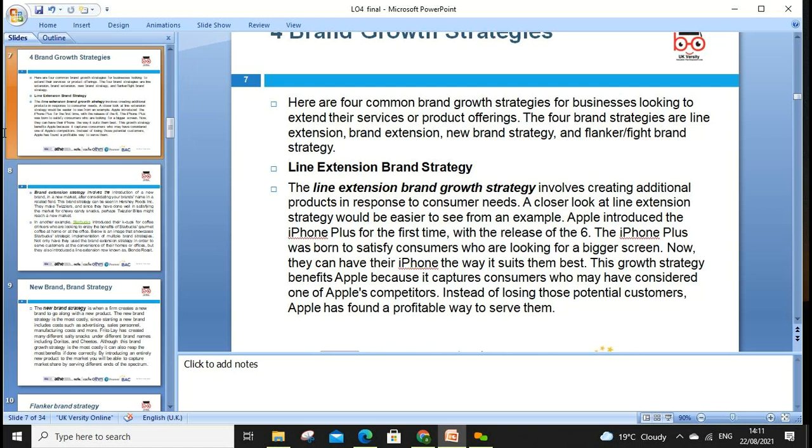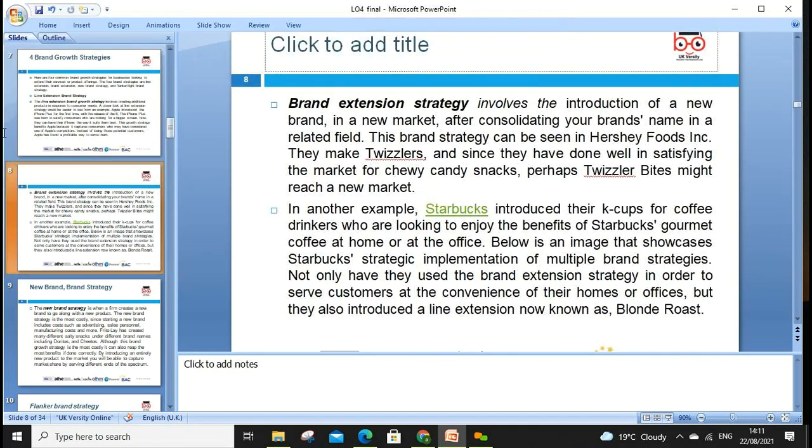So brand extension involves the introduction of a new product in a new market, after considering that the brand name is related, like Fizzler. Since Fizzler has done well satisfying the market for candy snacks, perhaps Fizzler bites might reach a new market. Another example: Starbucks introduced their K-Cup for coffee and drinks. That is quite productive, and we need to look around.